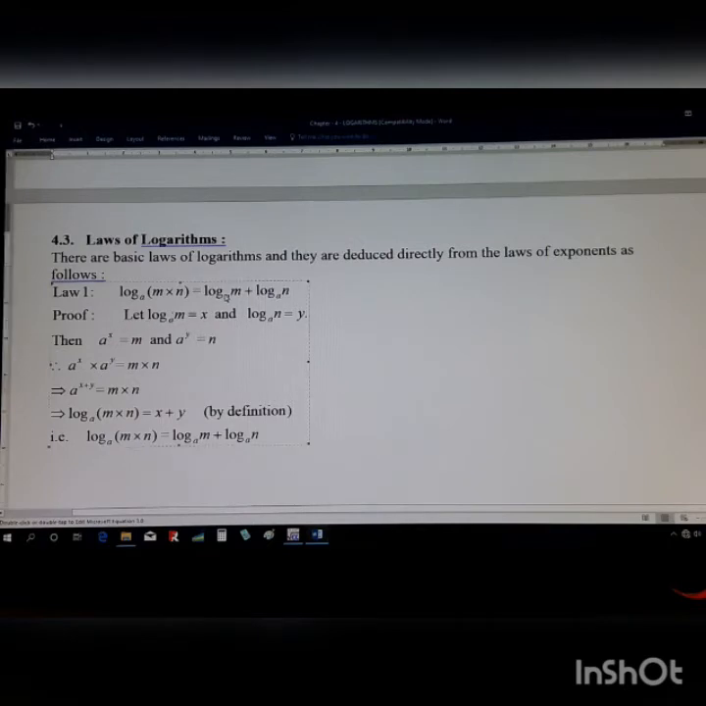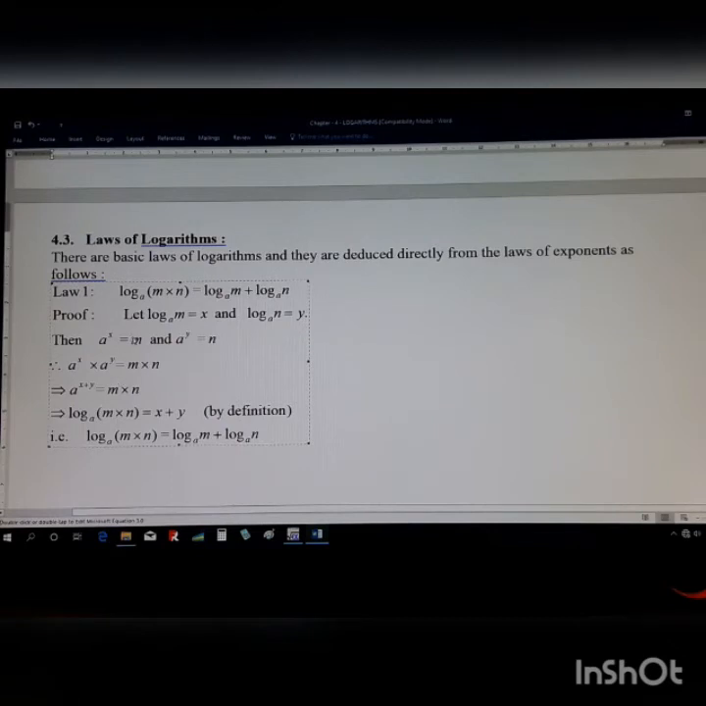Let you take the right hand side, these two terms, one as x and one as y here. So log of m to the base a will be taken as x, and log of n to the base a will be taken as y. Now see, this logarithmic form is expressed in the exponential form. That is, a power x is m. A power y is n.